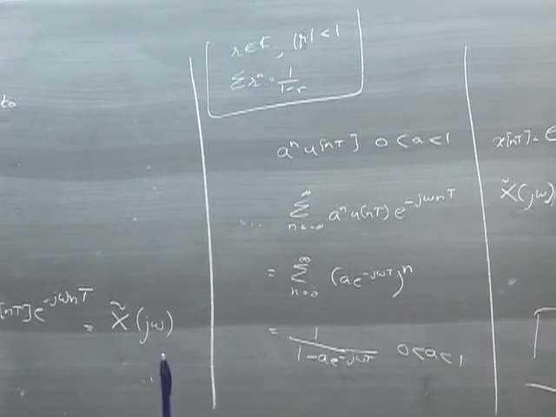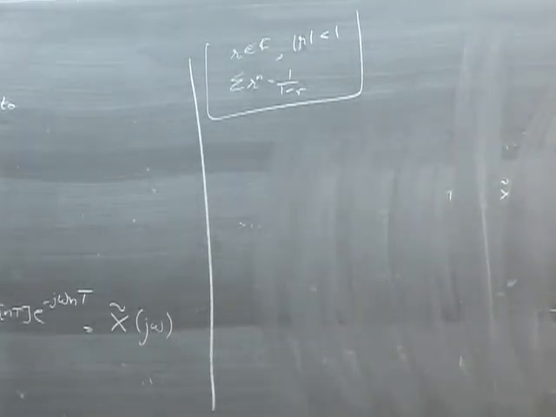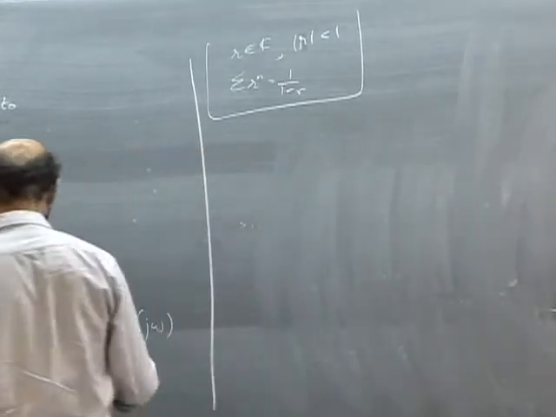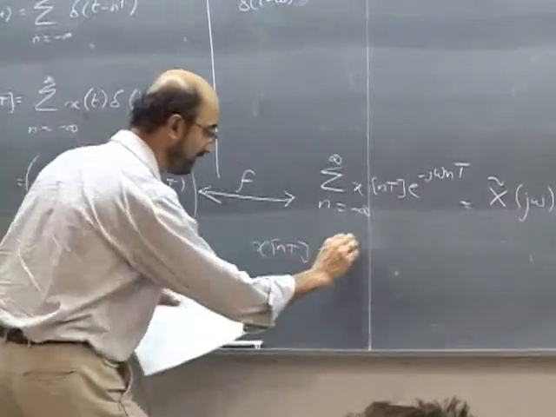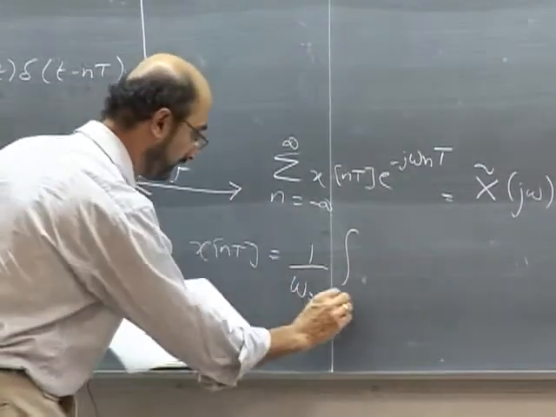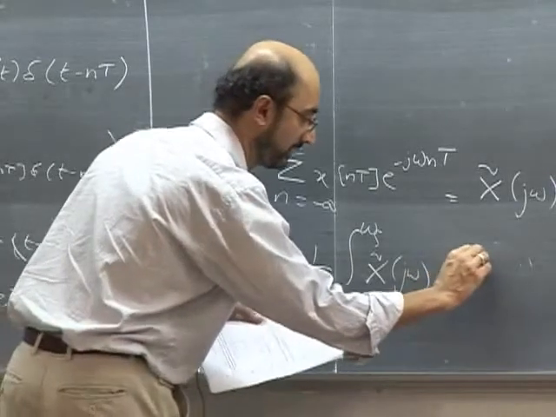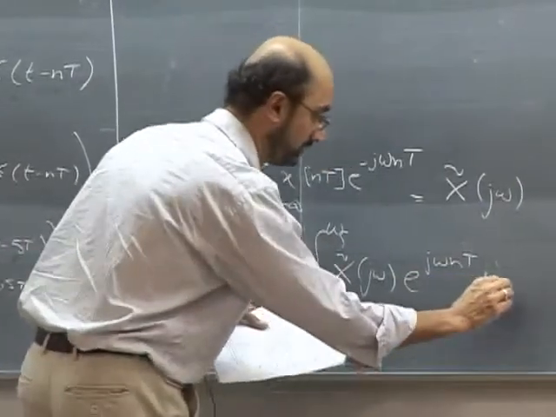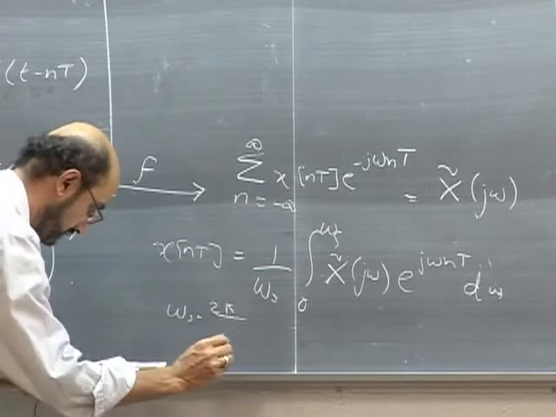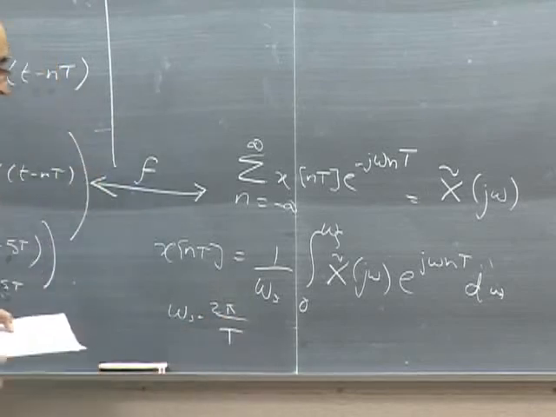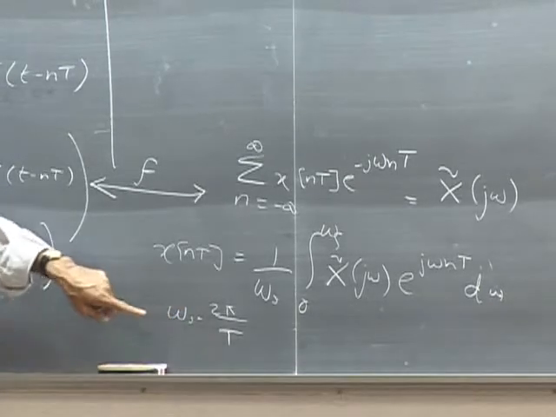Okay, so let me now write down the inverse discrete time Fourier transform. We're not going to really study the inverse transform much, but just for completeness, the inverse transform is given by, just write this down, x nt equals 1 over omega s, integral from 0 to omega s, of x tilde j omega, that's a transform value, e to the j omega nt d omega. And omega s is given by 2 pi over T, the sampling period T. So omega s is the sampling frequency, and it's related to the sampling period T as 2 pi over T.